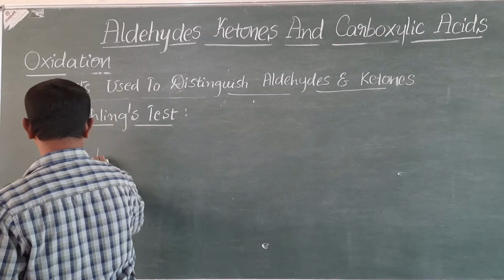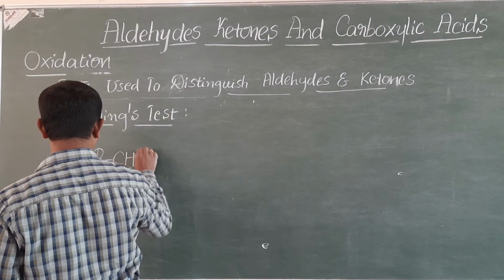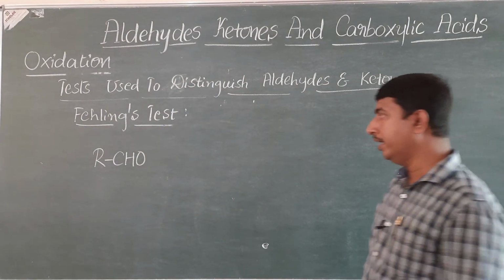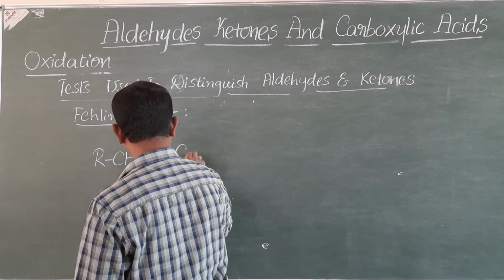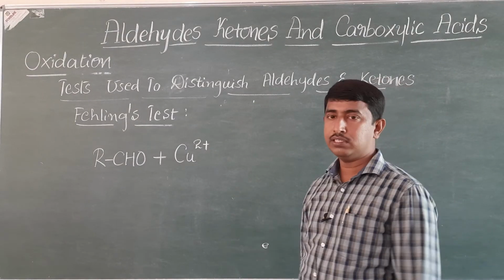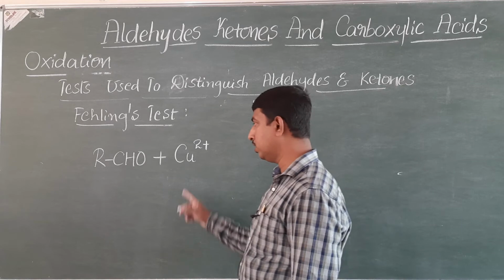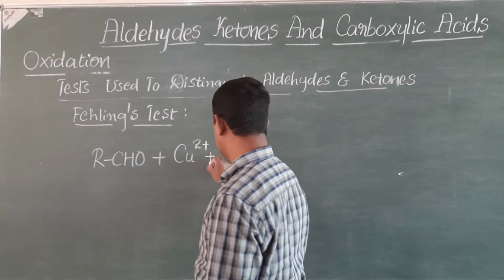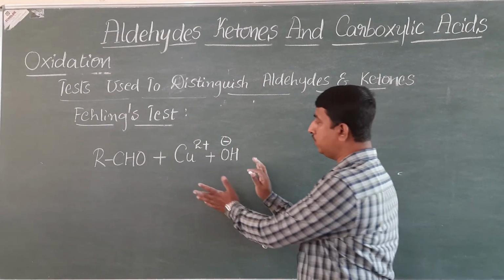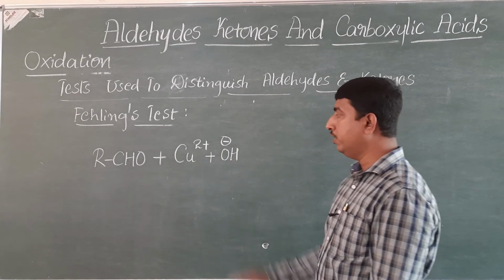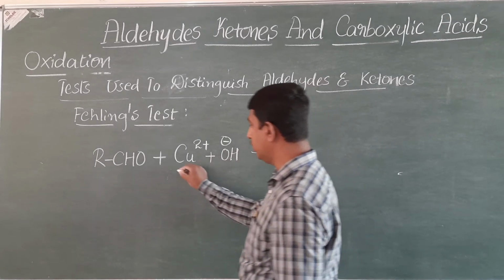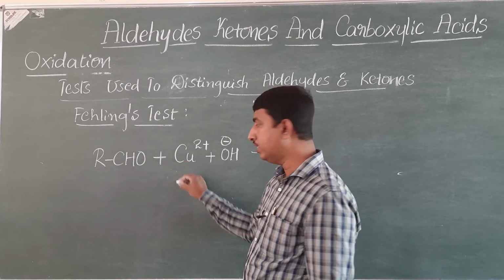Let us write the equation. Say aldehyde. Why aldehyde? Because Fehling's test is answered only by aldehydes, not by ketones. Aldehyde is treated with Fehling's reagent. Fehling's reagent means copper sulfate, correct? In copper sulfate, copper is in the +2 state, so write Cu2+ ions. Alkaline medium means OH minus. It is sufficient to write Cu2+ plus OH minus. This is Fehling's reagent, the oxidizing agent.